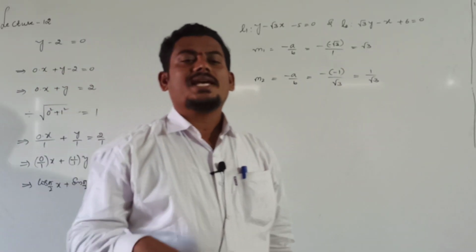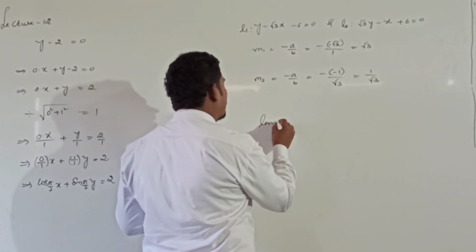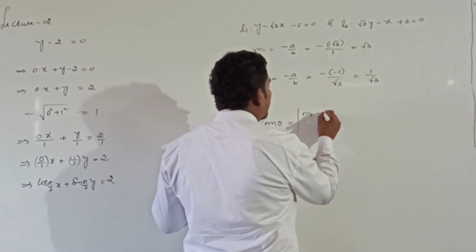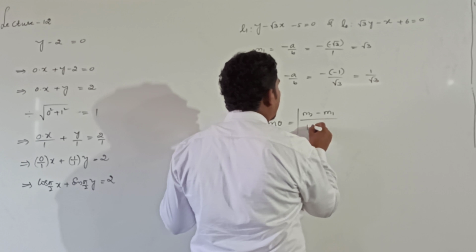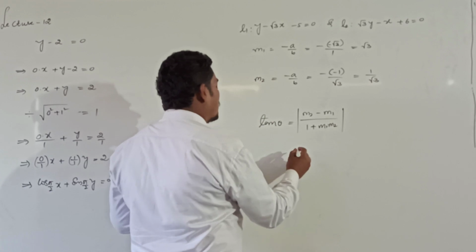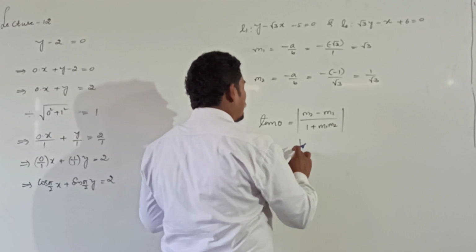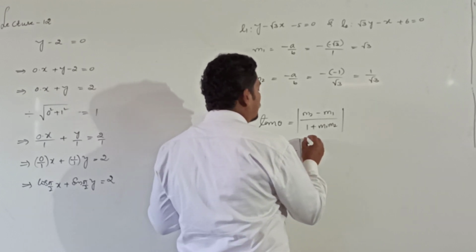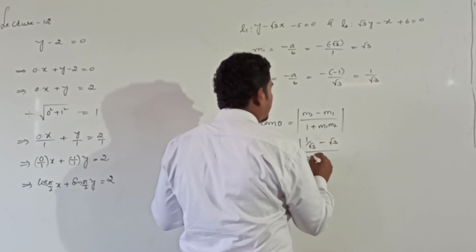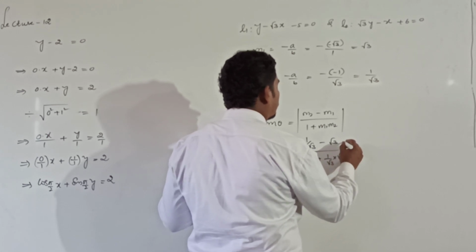After getting the slopes of the lines, just use the formula. We already know the angle between two lines formula: tan theta is equal to modulus of m2 minus m1 divided by 1 plus m1 into m2, where theta is the angle between the two lines. Substituting, m2 that is 1 divided by root 3 minus root 3 whole thing divided by 1 plus 1 by root 3 into root 3.